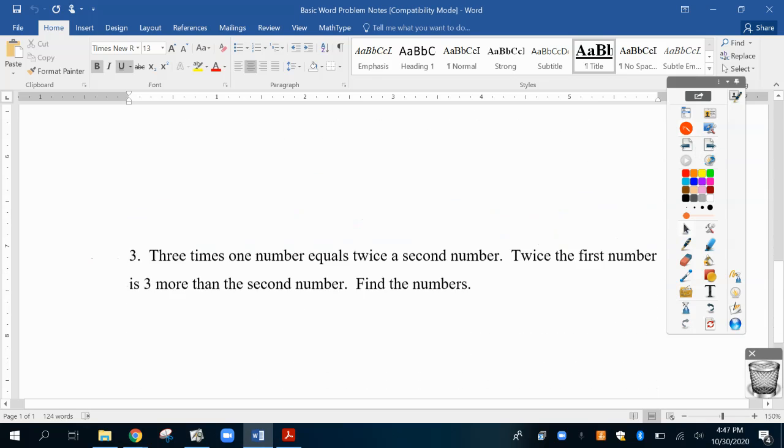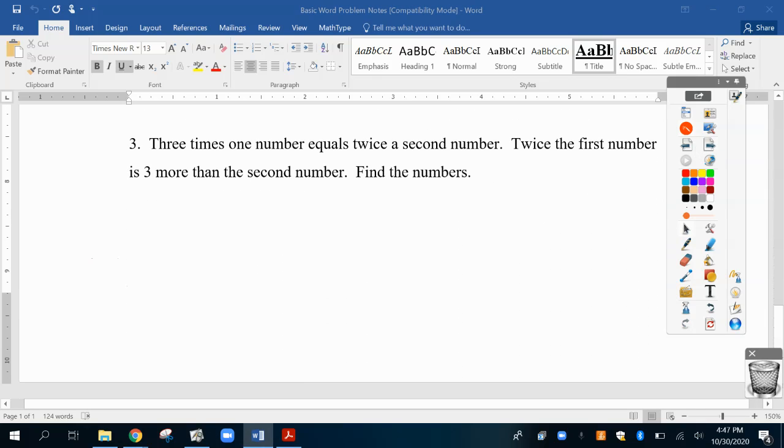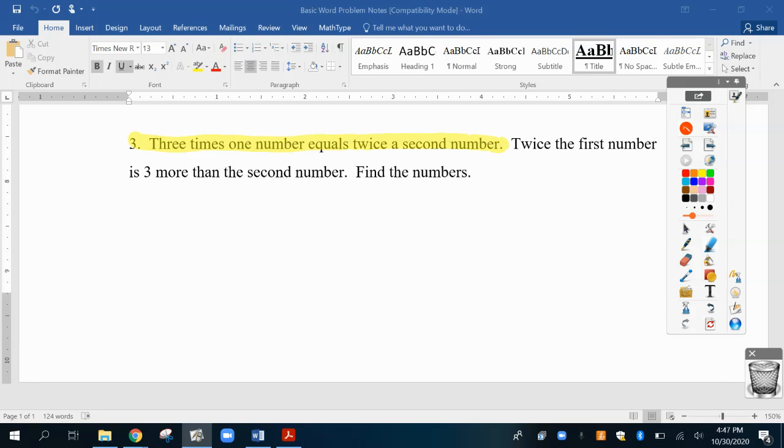Okay, one last problem here we're going to look at. 3 times one number equals twice a second number, and twice the first number is 3 more than the second number. Find the numbers. What is the equation that we are going to want to write to represent this first sentence? We should have picked, right, 3 times one number equals twice a second number. So we should have picked 3x equals 2y.